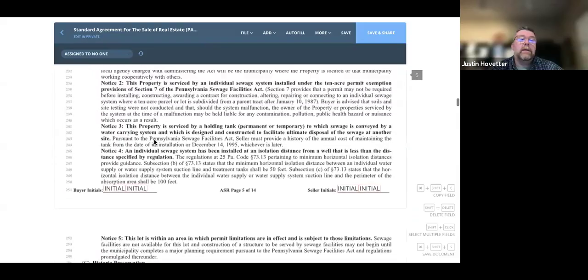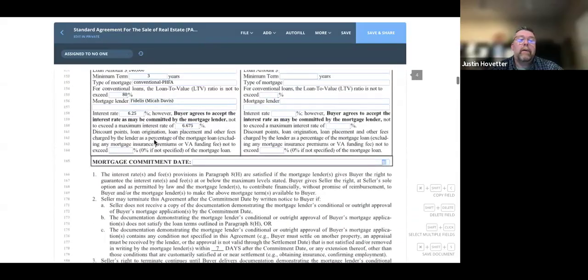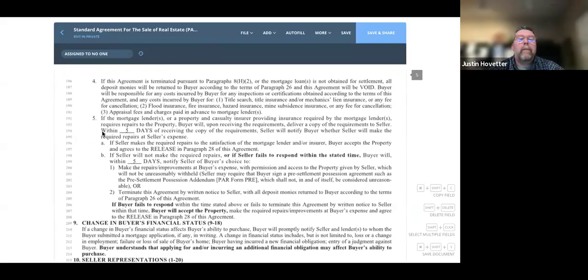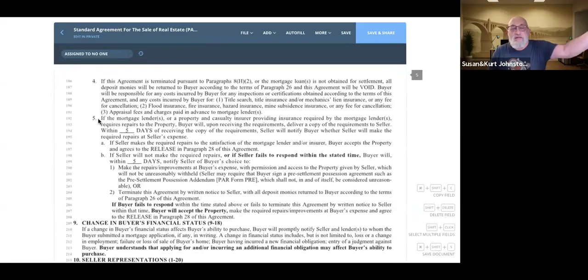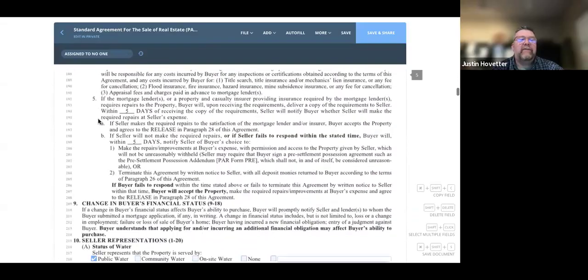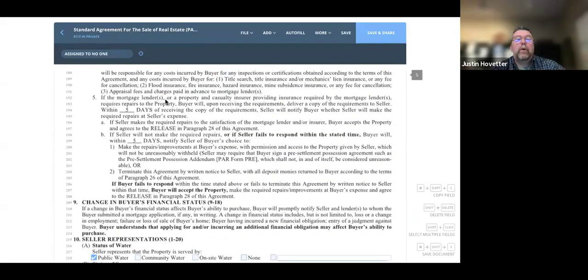Yeah, it kind of overlaps the two things. That's paragraph 8H5, where it says if the mortgage lender or a property and casualty insurance provider required by the mortgage lender requires repairs, 8H5 is where that lives. And it's a mini kind of inspection contingency like we're about to go over.